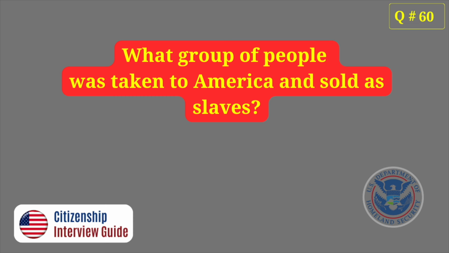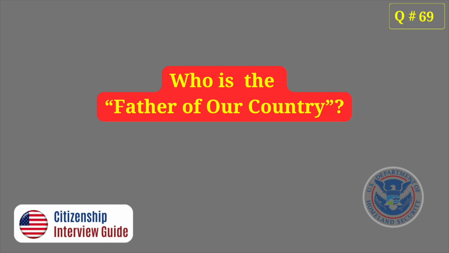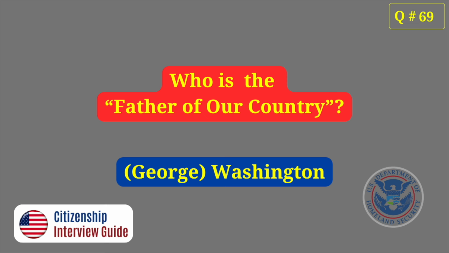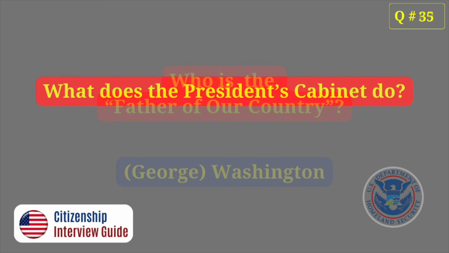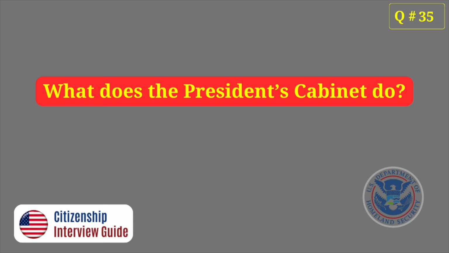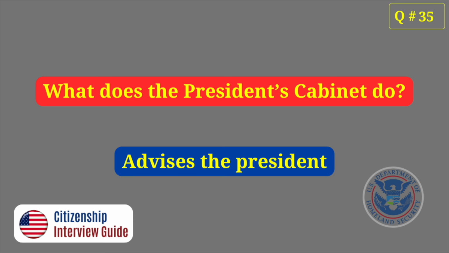What group of people was taken to America and sold as slaves? Africans. Who is the father of our country? George Washington. What does the President's cabinet do? Advises the President.